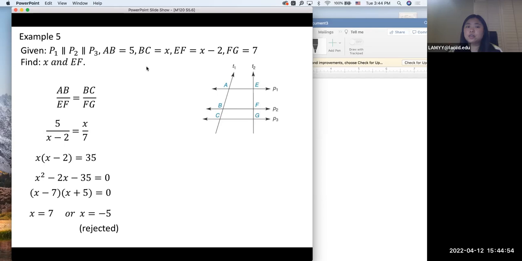After you find x equal to 7, find out the EF. Okay, plugging back x equal to 7, so you get EF equal to 5. Okay, right?